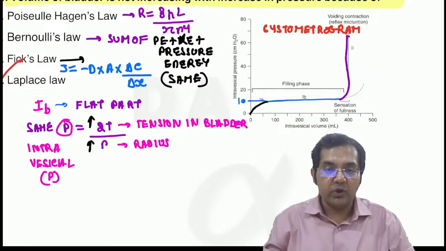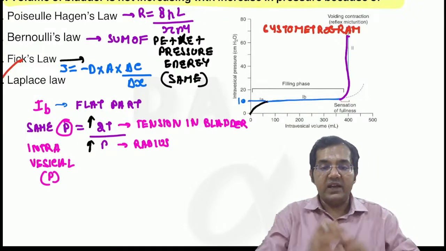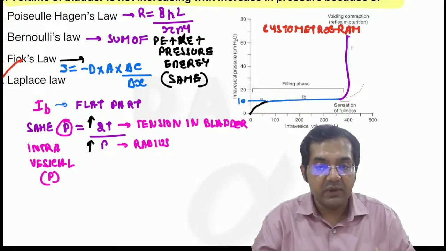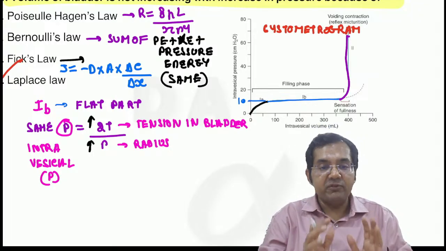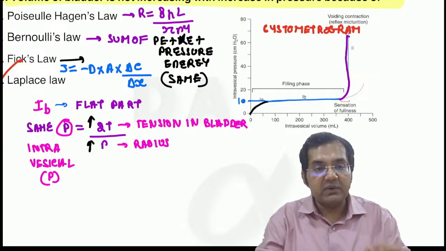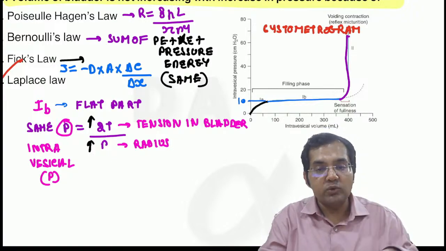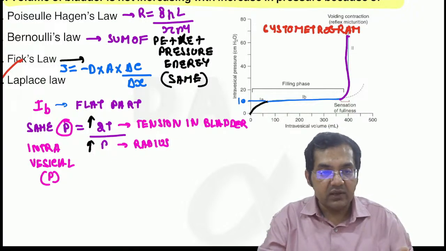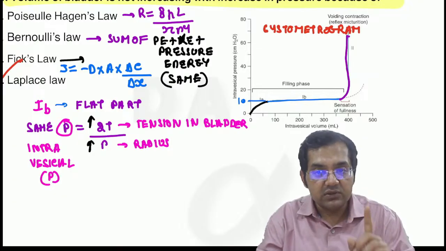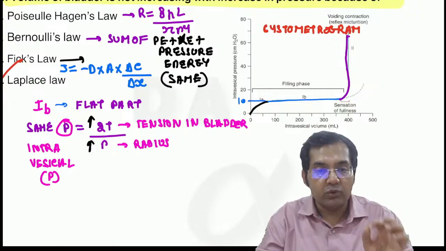Because remember, the stretching of the smooth muscle of the bladder has a maximum stretching capacity. After 400 ml, you cannot hold the urine. So the maximum volume of urine which you can hold in the bladder, beyond which there is a huge rise in pressure, is 400 ml. And the first urge to pass urine is felt in between 100 to 200 ml. Additional 2 questions, remember that.